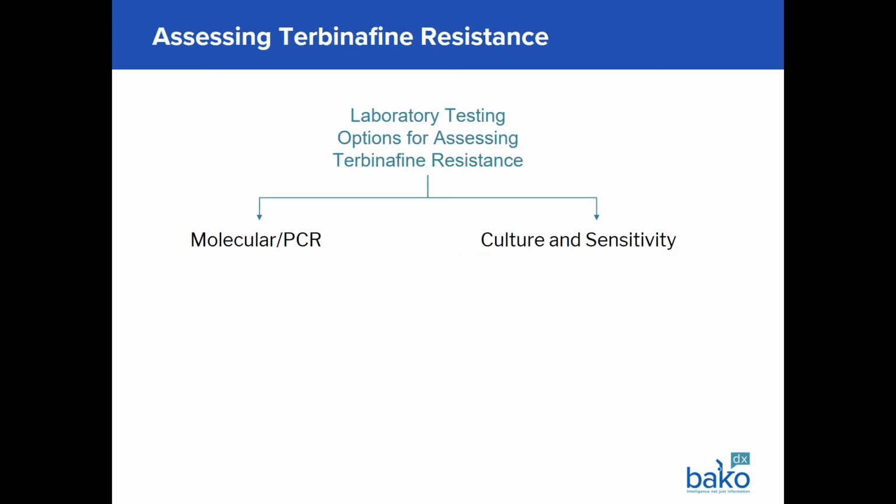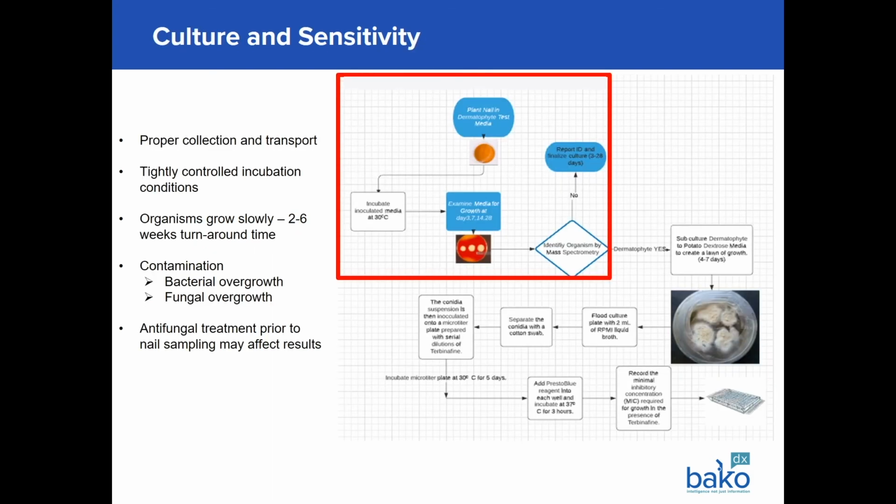So if we're going to test for terbinafine resistance, how are we going to do it? We can use modern PCR molecular methods, or we can use culture and sensitivity. I'm going to talk first about culture and sensitivity, and I apologize, this is a complicated slide, but that's partly because the underlying process is so complicated.